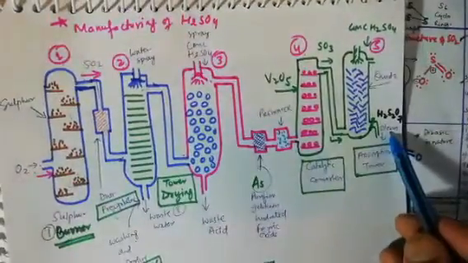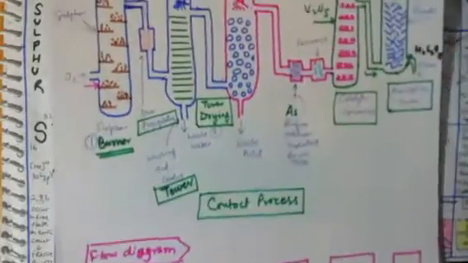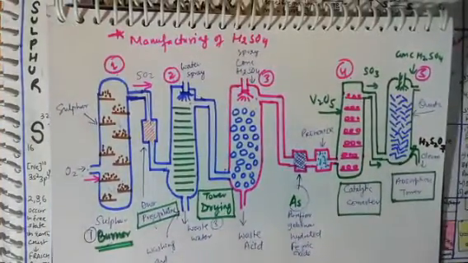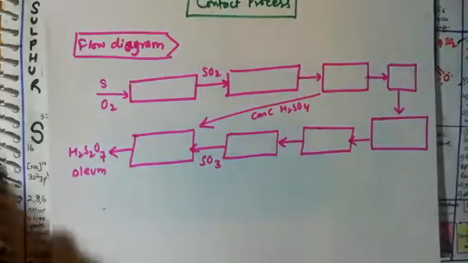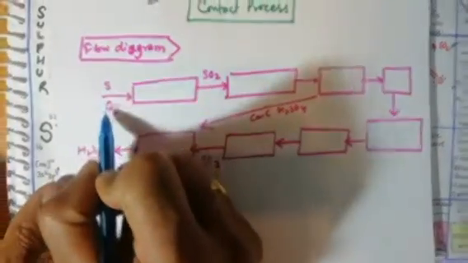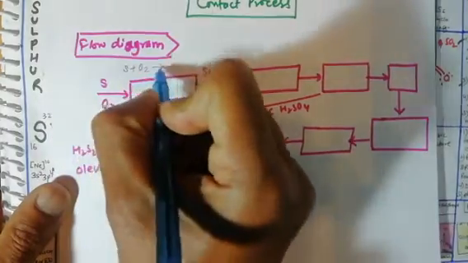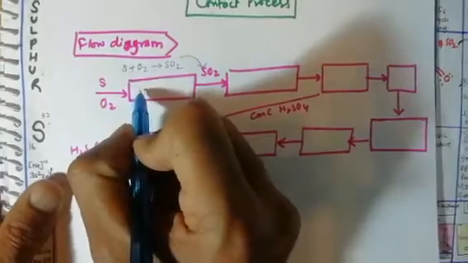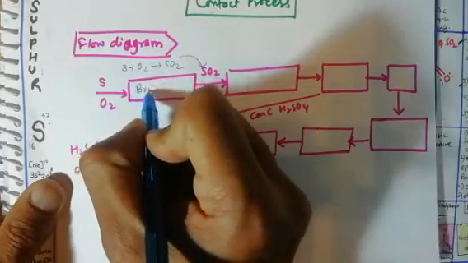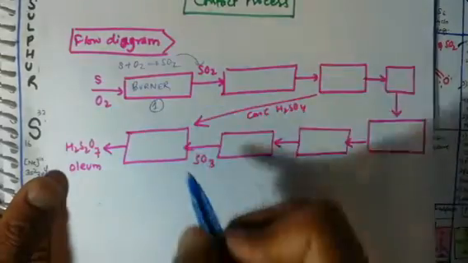So here we are preparing oleum, and if I talk about the simple diagram, I think you understood this. Now if I talk about the simple diagram, this is the flow chart. In the flow chart, sulfur will react with oxygen. It will become sulfur plus oxygen. It will give sulfur dioxide, which is this. And where will it occur? It will occur in the burner, the sulfur burner. The first step is the burner.